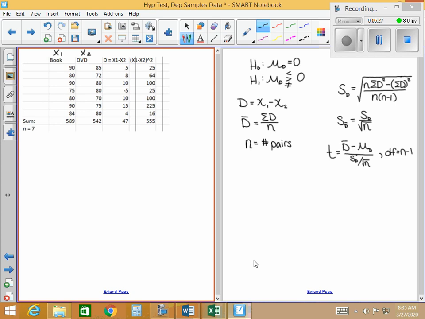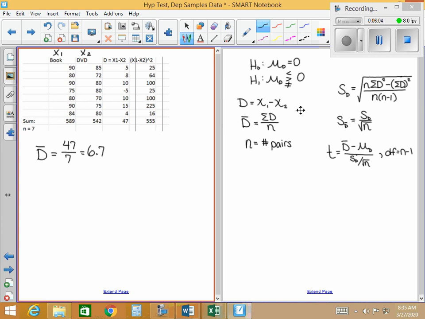For the standard deviation, I'm going to need those differences squared. So if I want to find d bar, if we look over here on the right, I'm going to add up the d's and divide by n. The sum of the d column is 47. We had 7 pairs of numbers. Since these are whole number values, we're going to round to 1 decimal place farther, which means to the nearest tenth, and we'll call that 6.7.